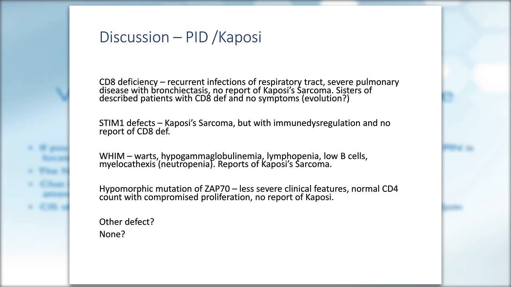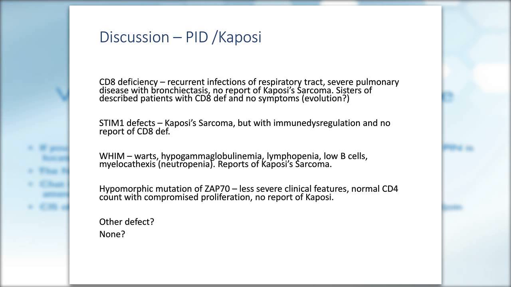STIM1 defects are related to Kaposi sarcoma and clinical conditions that reveal immunodysregulation, but we also didn't find any report of CD8 deficiency in these patients. There are reports of Kaposi sarcoma in patients with WHIM, but these patients also have warts, hypogammaglobulinemia, lymphopenia with B-cell deficiency, and peripheral neutropenia due to myelokathexis. So it doesn't fit.